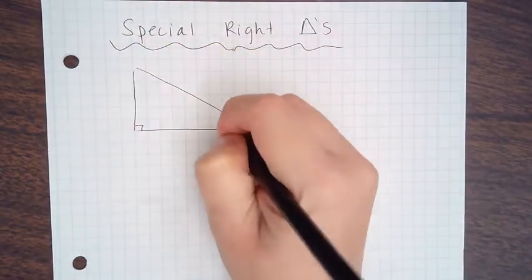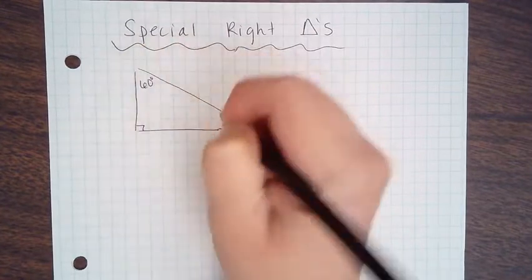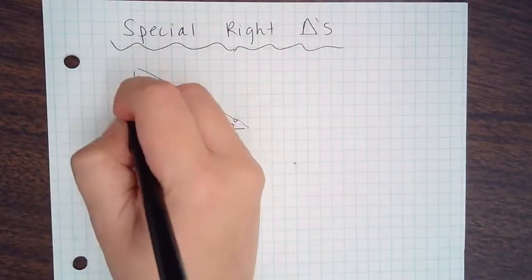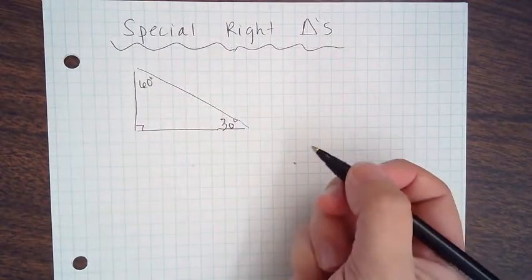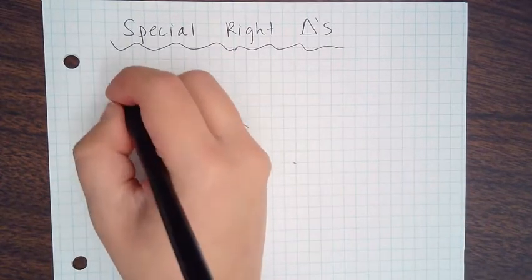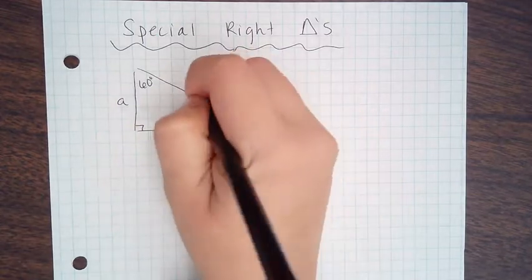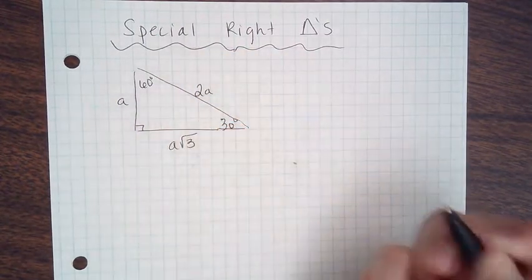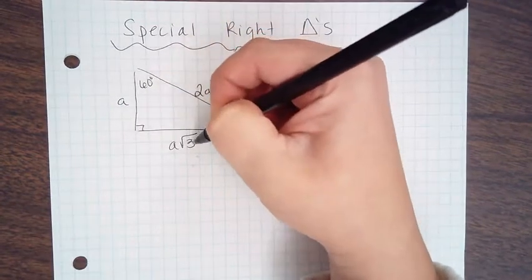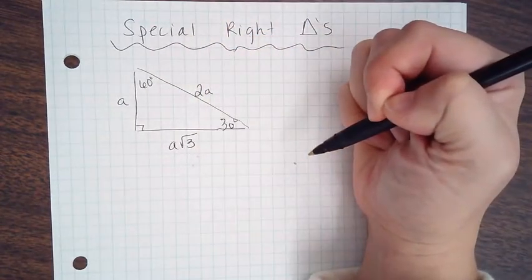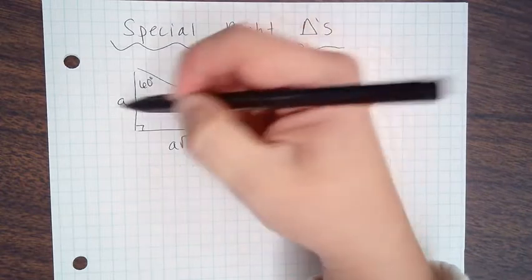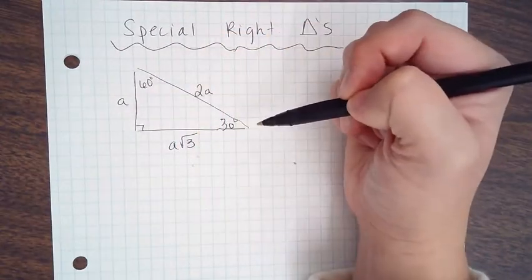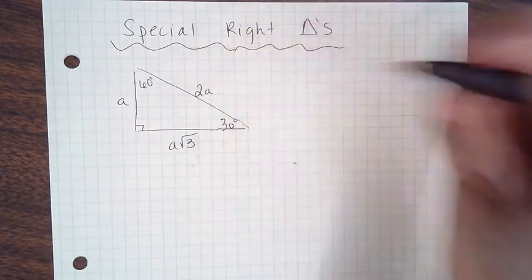So if we have a 30, 60, 90 triangle, what these always look like is, if this is A, this is 2A, and this is A root 3. So the side opposite 60 degrees is A root 3, the side opposite 30 degrees is A, and the side opposite the 90-degree angle, or the hypotenuse, is 2A.